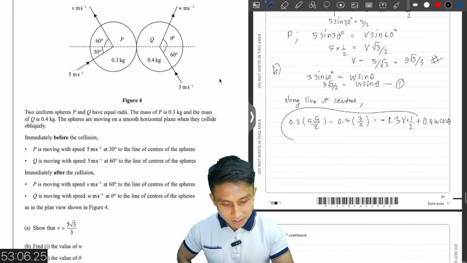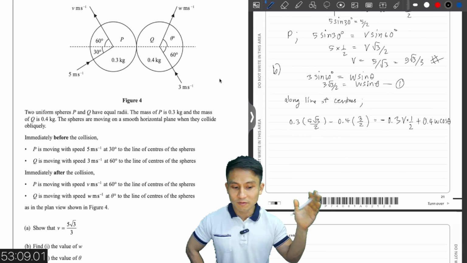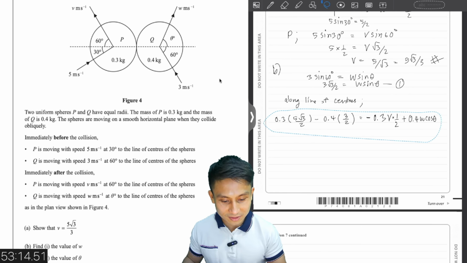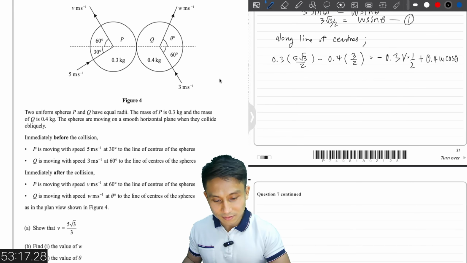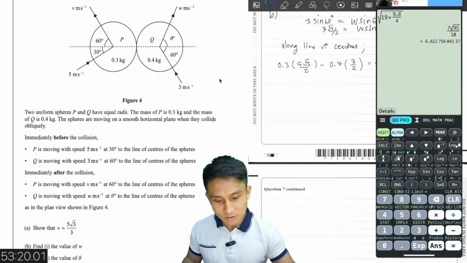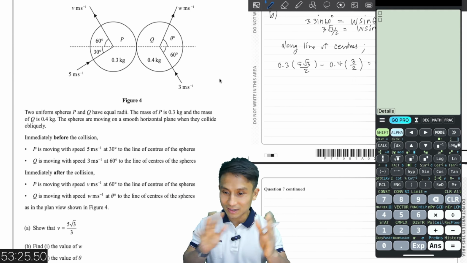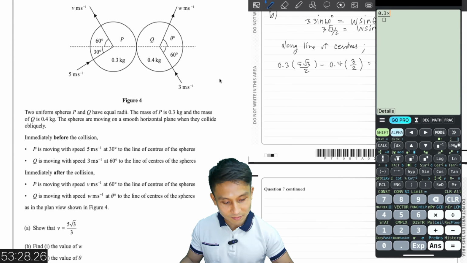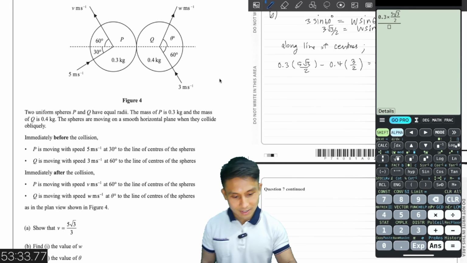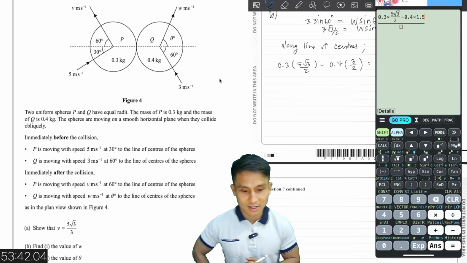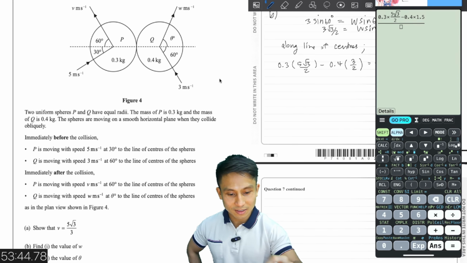And of course, if we simplify all this, we get on the right side 0.4 W cos theta, and then you can divide the two equations, solving simultaneously. That's the trick there. So I'm just going to plug everything into the calculator. I'm doing fractions already, because I'm going to be dividing by 0.4 at the end. So 0.3 times 5 root 3 divided by 2, checking as I go along, and 0.4 times 3 over 2. That's the left-hand side.